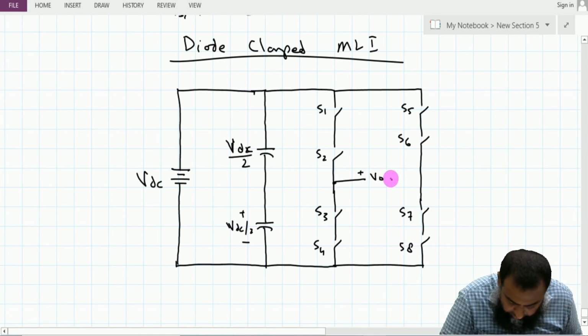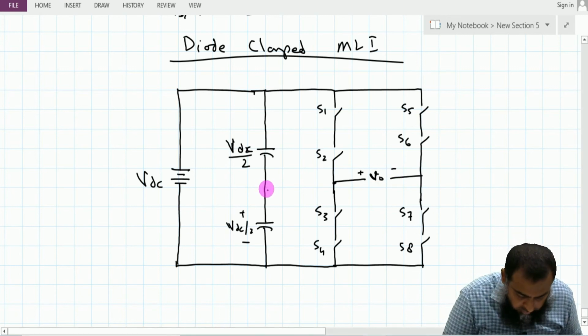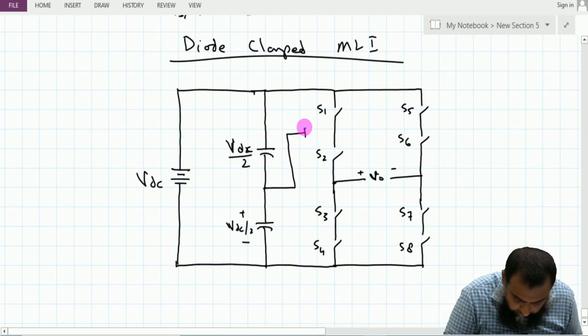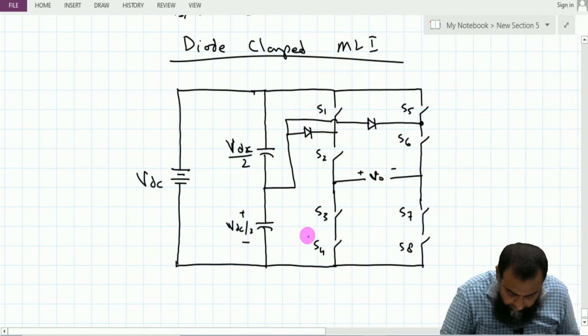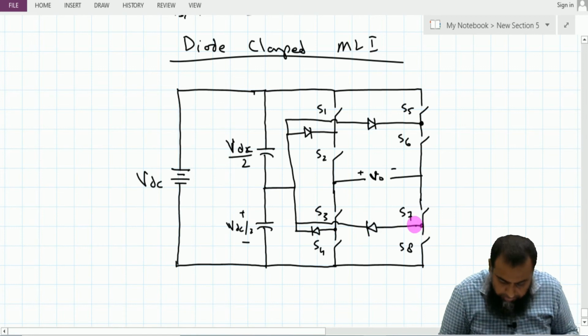This is plus and this is minus, this is V naught. We require to have four diodes. So the first diode is connected here, right? The second one is connected in this midpoint here. Then we also require this, and on the similar ground we have another diode connected here.